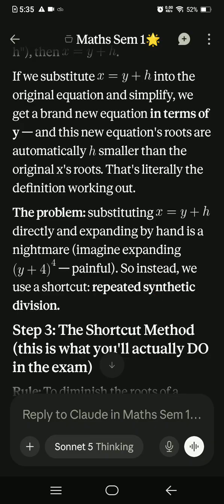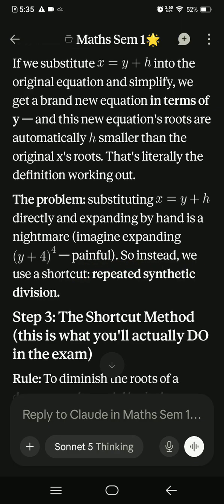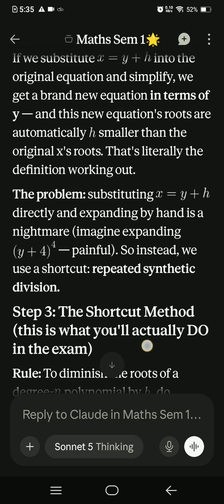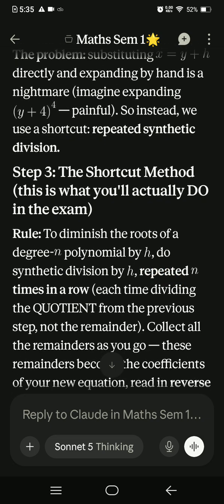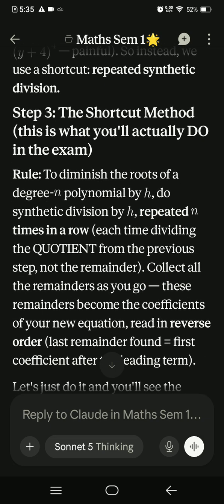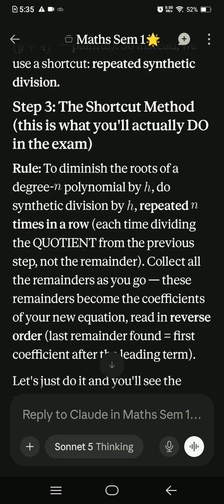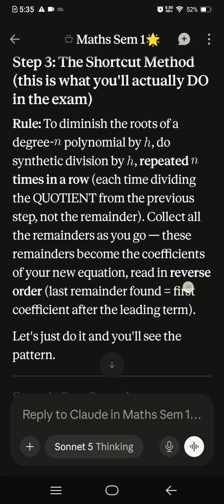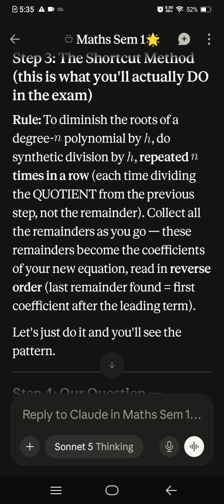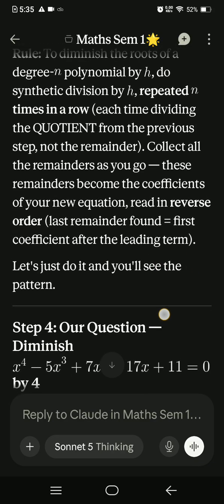Substituting this directly and expanding by hand is a nightmare. Imagine expanding this, painful. So instead we use a shortcut, repeated synthetic division. This is what you'll actually do in the exam. Rule: to diminish the roots of a degree n polynomial by h, do synthetic division by h repeated n times in a row, each time dividing the quotient from the previous step, not the remainder. Collect all the remainders as you go. These remainders become the coefficients of the new equation, read in reverse order. The last remainder found equals the first coefficient after the leading term. So let's just do it and you'll see the pattern.